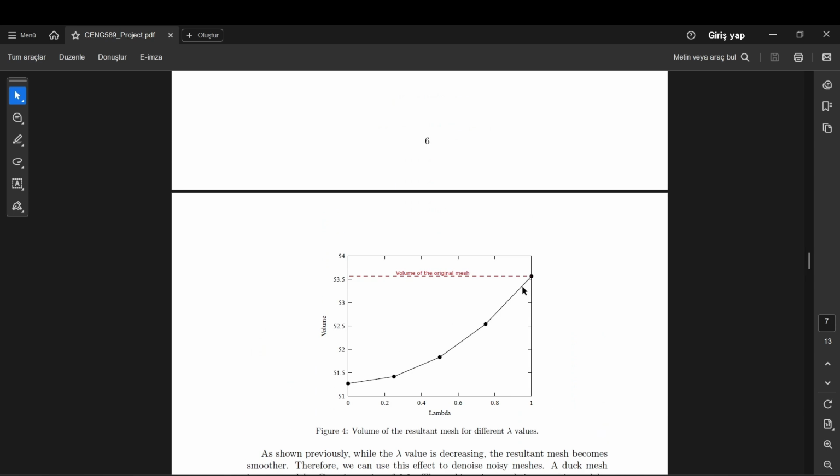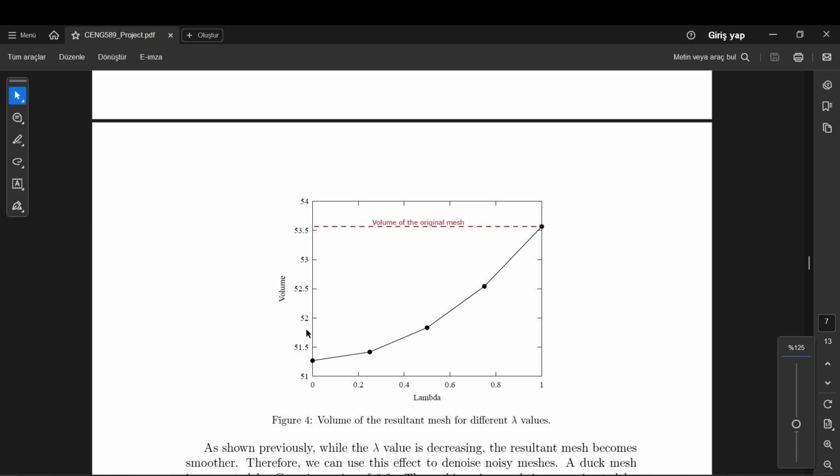And also to investigate the effect of lambda quantitatively, again, the volumes of the resultant meshes are plotted against lambda. As you see, as lambda is increasing, the volume of the mesh rapidly increases, and when lambda is equal to 1, the volume of the resultant mesh is almost the same as the volume of the original mesh. These results are for the number of control points equals 32.